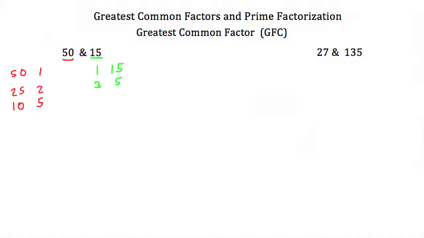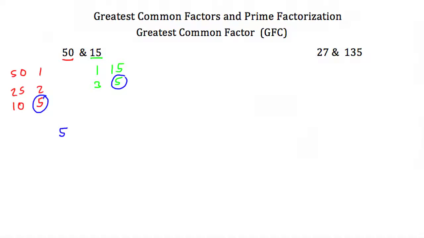So now you just have to find the largest factor that's shared between both of these. Well, 1 is shared, but that's never the largest. 15 is not shared, 3 is not shared, but 5 is. So our greatest common factor for these two numbers would be 5.